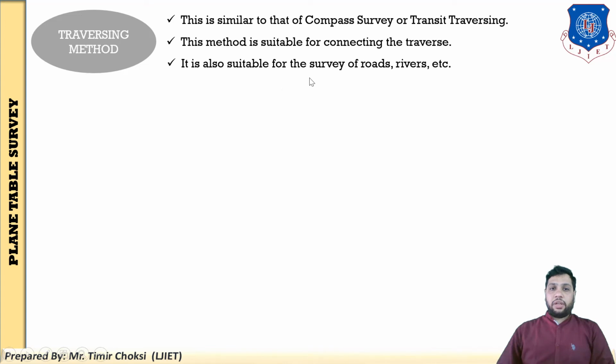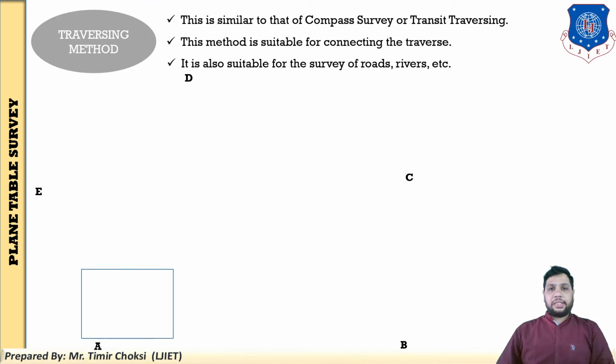It is also suitable for the survey of roads and rivers. When you are surveying roads and rivers, you use the traversing method. It is very easy. Here, there are 5 stations: A, B, C, D, E.